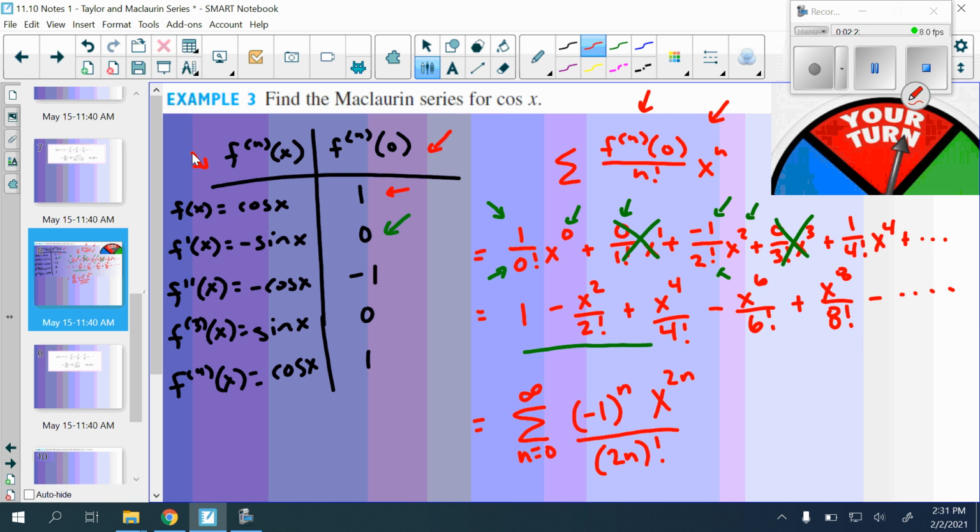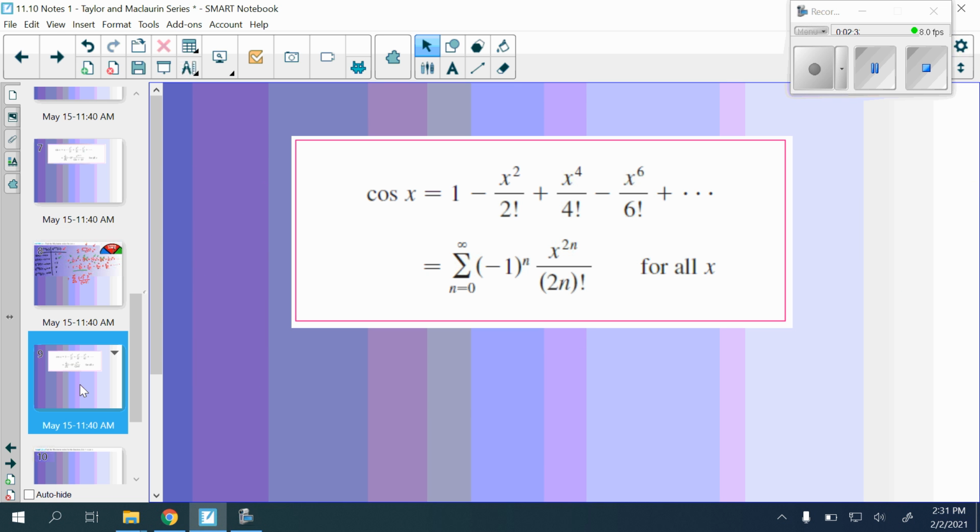So if you came up with that, nice job. So that's the third one you should know for the AP test, that the series for cosine ends up being what we just came up with there. The main thing you'd probably want to remember is that cosine is the even powers of x alternating through.